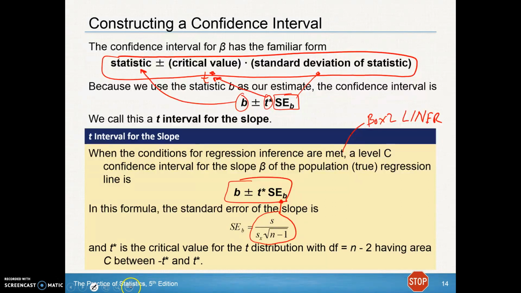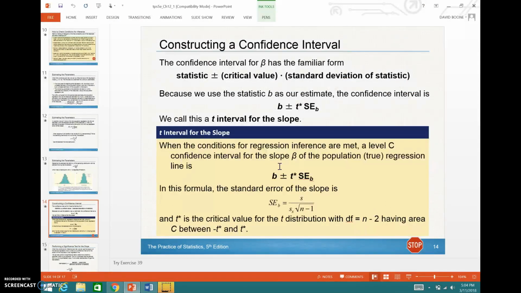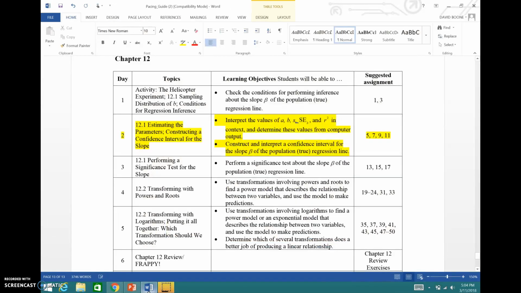All right, that should get us through Day 2 of Section 12.1, which now should allow us to do problems numbers 5, 7, 9, and 11. All right, good luck, and we'll see you in the next section when we'll talk about significance tests and comparing p-values to our alpha.